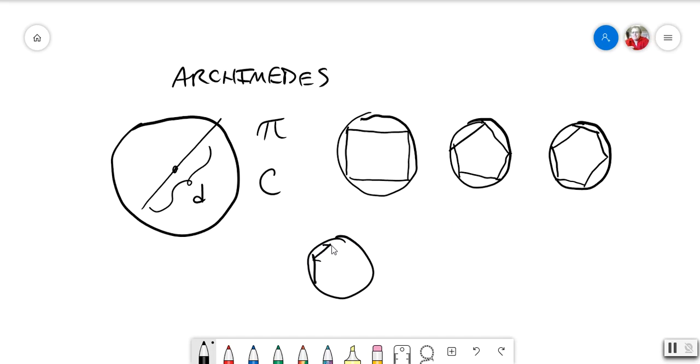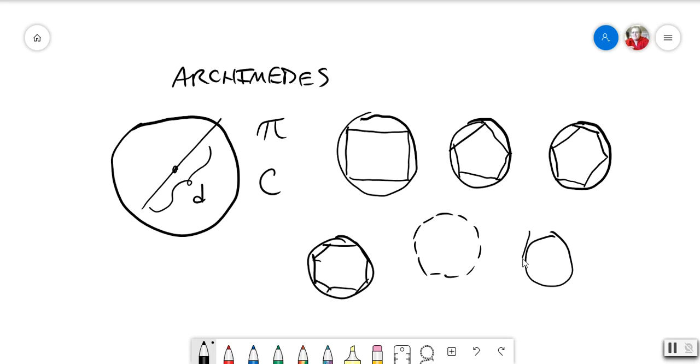I'm going to go straight to an octagon because I can kind of do that without screwing it up too much. Well, the obvious thing you notice is that as you draw a polygon with more and more sides, it's getting closer and closer to being a circle.